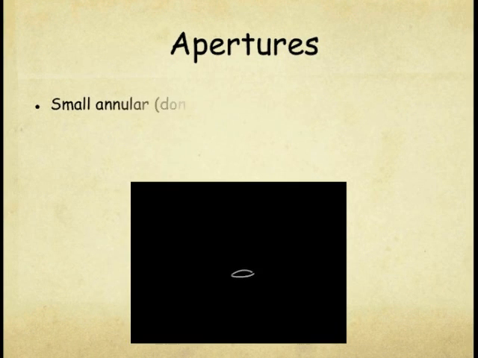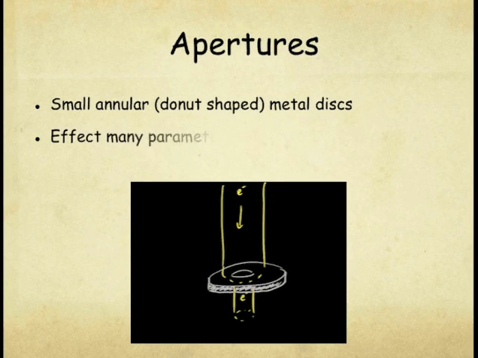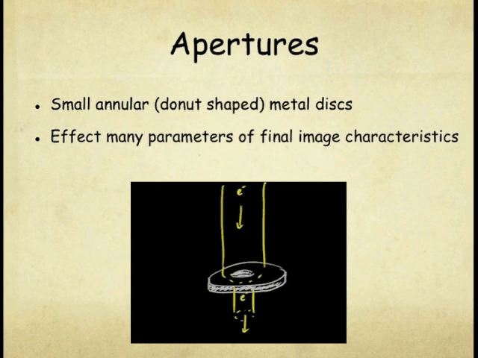Apertures are typically very small metal discs with micron-sized holes in their center. The apertures serve to prevent outer parts of the incoming electron beam from continuing down the column. Because the beam must pass through these apertures, changing the aperture size has a direct effect on many important parameters. These include lens aberrations, resolution, depth of focus, and probe current.